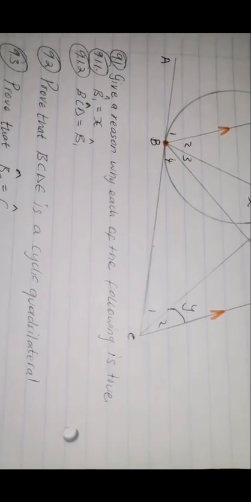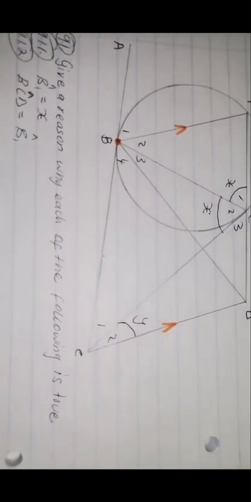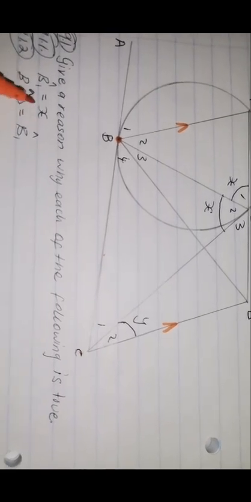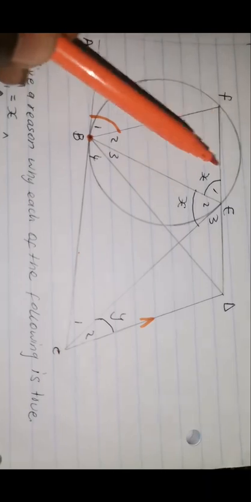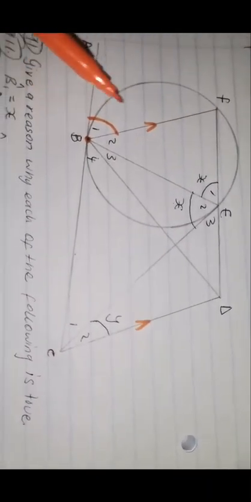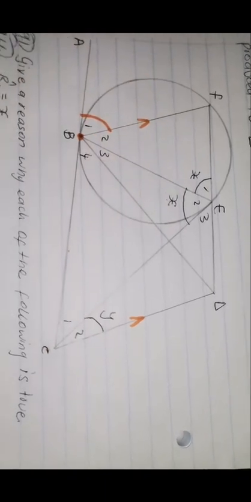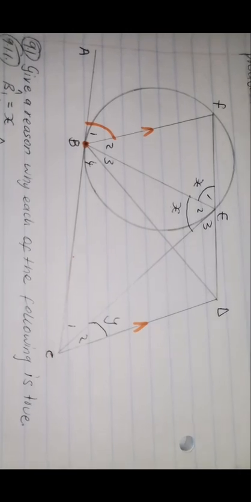9.1, give a reason why each of the following is true. Basically, you must just give a reason. They've given a statement, you must just give a reason as a student. So B1 equals X. Where's B1? Here's my B1. You must prove that B1 is equal to X. How will you prove that? Where is X, by the way? We have X here and we have X here. How will you make sure that B1 is equal to either E1 or E2?